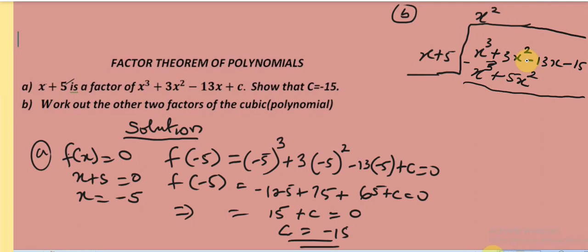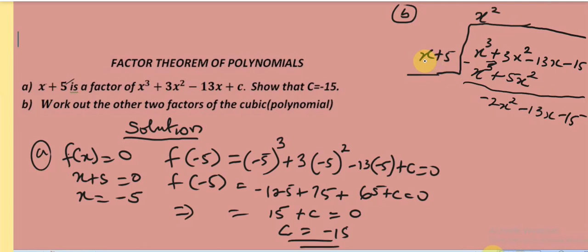So 3x squared minus 5x squared, that's going to give me minus 2x squared, because you're subtracting the big from the small. Then you bring down minus 13x and minus 15.